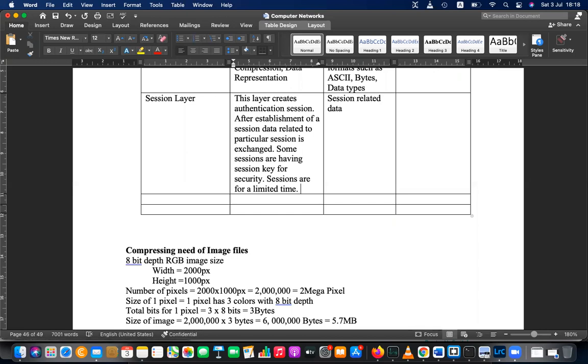After the expiration, you have to rejoin by creating a new session. So why are sessions having limited time? Any reason why you think that sessions are having limited time? Why cannot a session last forever? Why is it limited? Any reason?